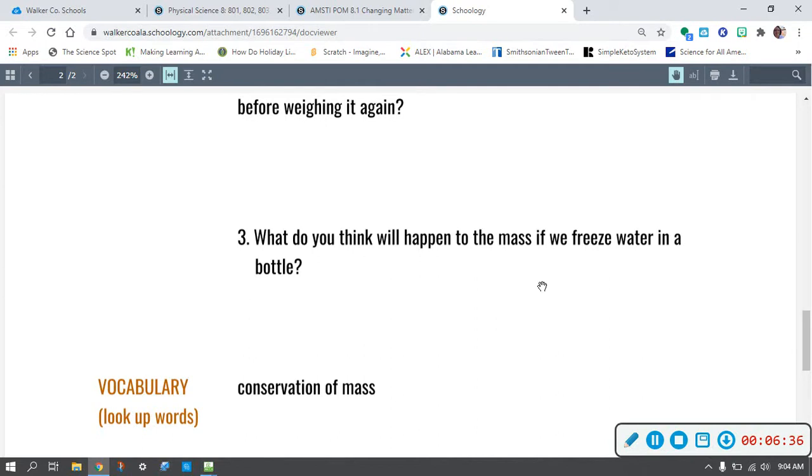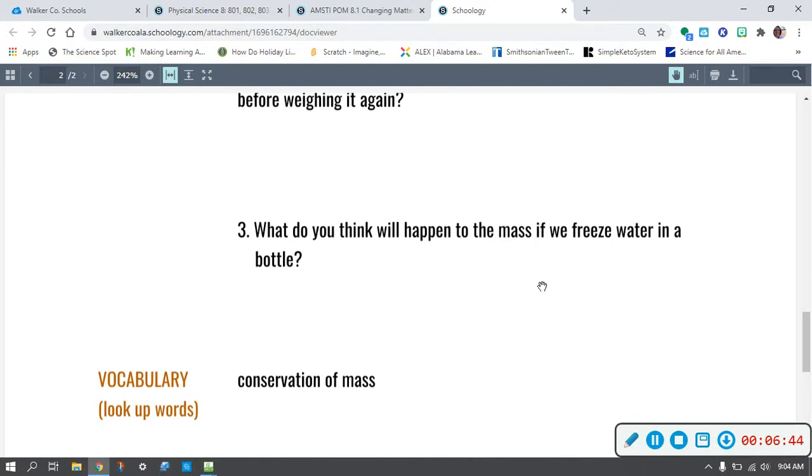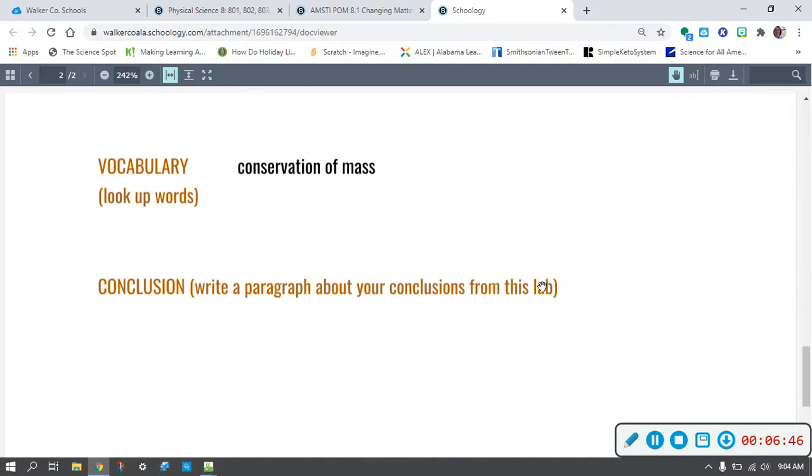Well, I think we definitely lost some mass. A little bit, but we'll talk about that in just a minute. So I think that if we did do it again, it'd probably stay about the same. Okay.